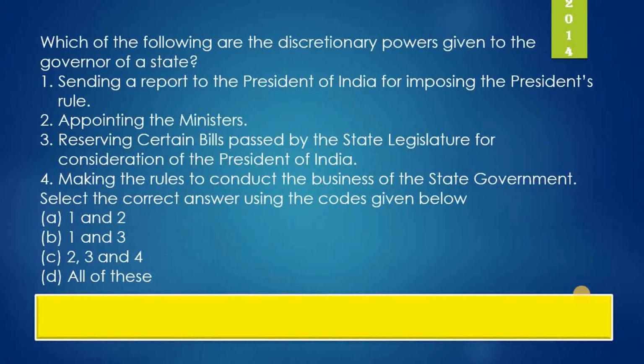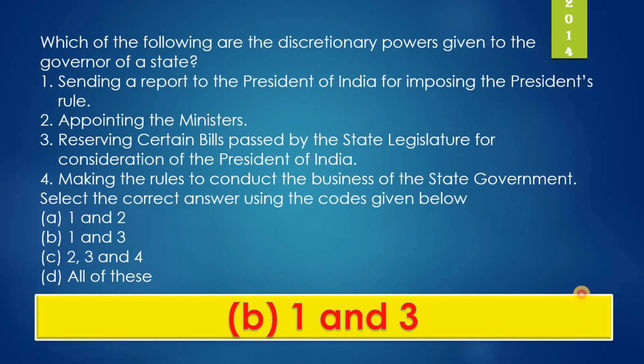Next question. Which of the following are the discretionary powers given to the governor of a state? The statements are: sending a report to the President of India for imposing the President's rule; appointing the ministers; reserving certain bills passed by the state legislature for the consideration of the President of India; and making the rules to conduct the business of the state government. Options are 1 and 2, 1 and 3, 2, 3 and 4, or all of these. So the answer is option number B, that is 1 and 3. Only the first and third statements are correct. As far as the second statement is concerned, the governor does not appoint the ministers, and he does not make the rules to conduct the business of the state government.